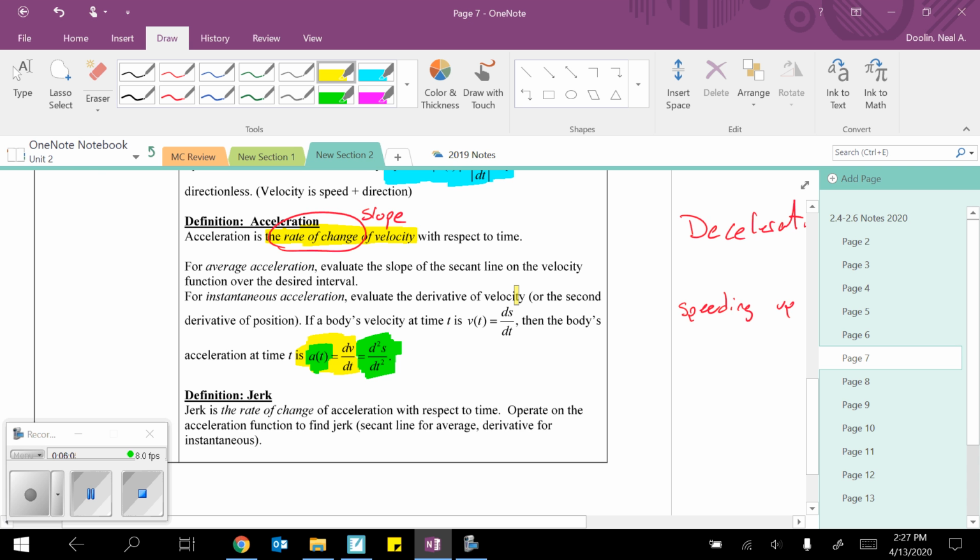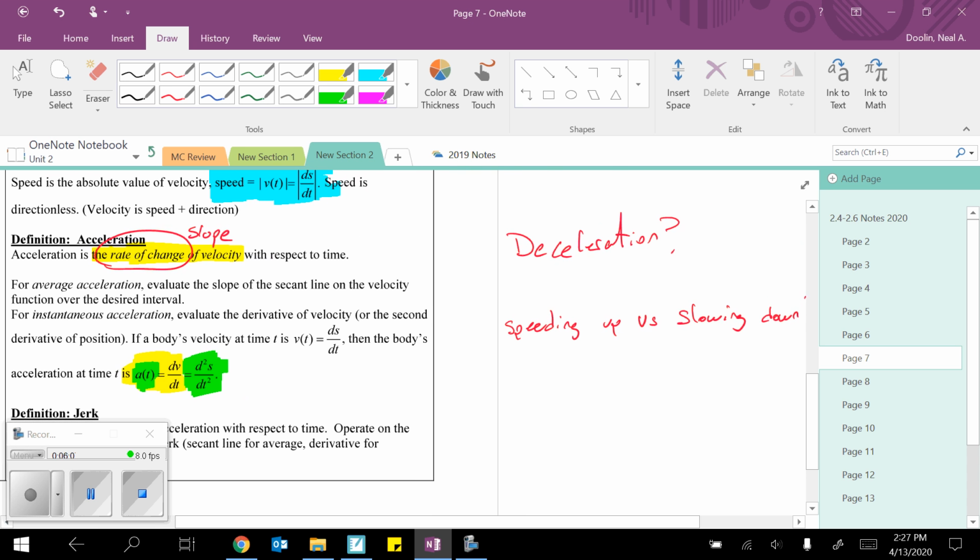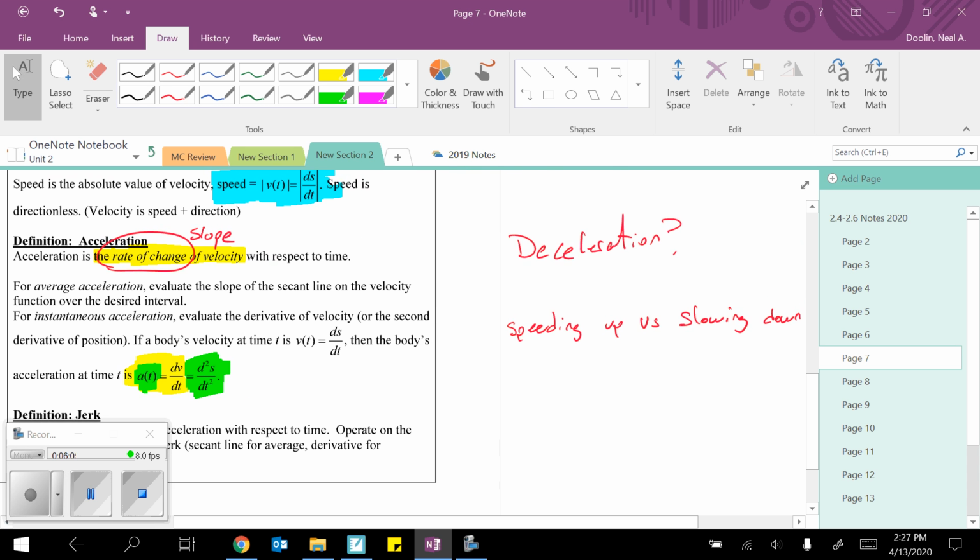You might be asking yourself, what about deceleration? We have acceleration, what about deceleration? Well, there actually is no such thing in math or physics as deceleration. That would just be acceleration in the opposite direction. So deceleration is actually just acceleration in the opposite direction.